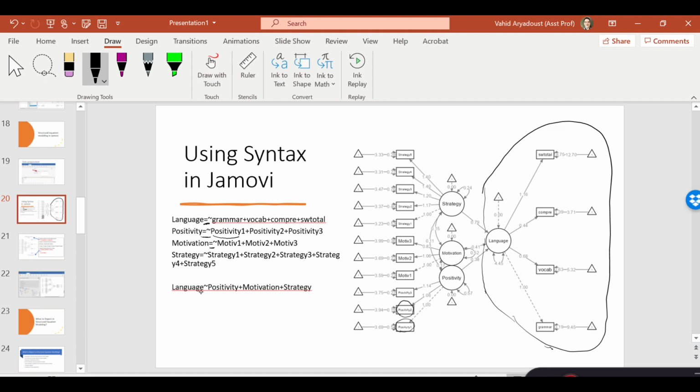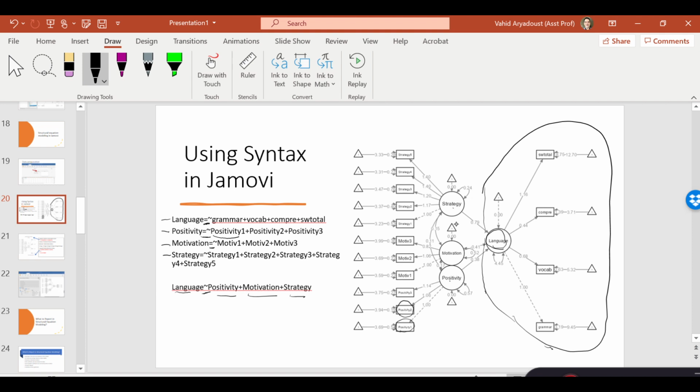And there's one more thing. That's the relationship between these latent variables that I've already hypothesized. And I'm going to express it in this way. Language, that's this language here, is predicted by, or is caused by, arguably, depending on whether we can make cause-effect claims about the data set we have, by positivity, motivation, and strategy. You can see the visual representation of this formula right here. Language is predicted by positivity, motivation, and strategy.